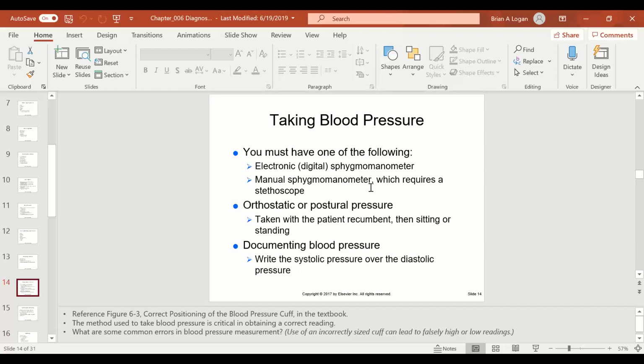Some common errors in blood pressure readings usually have to do with the size of the cuff. That you've given too small of a cuff to the patient or too large of a cuff. If you give too small, you're going to get false high readings because there's so much pressure on it. If you put on too large of a cuff, you're going to get false low readings.